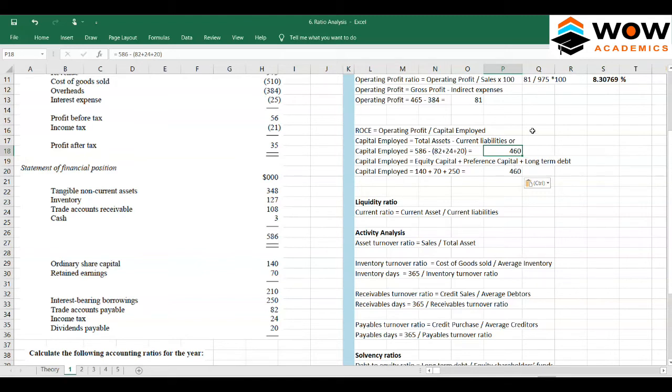So let's get the answer here. Operating profit is 81 that we found out earlier, and 460 is the capital employed. This should be expressed in a percentage. So our number would be 17%.